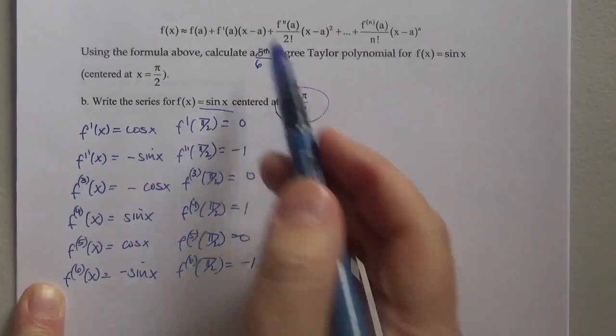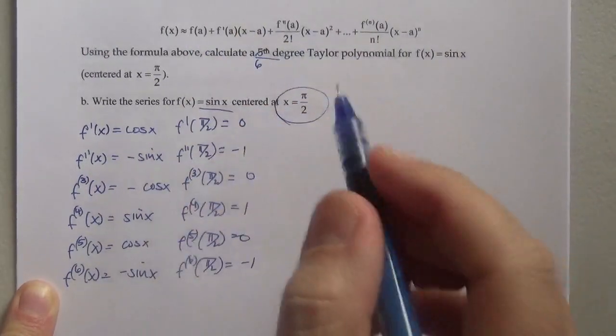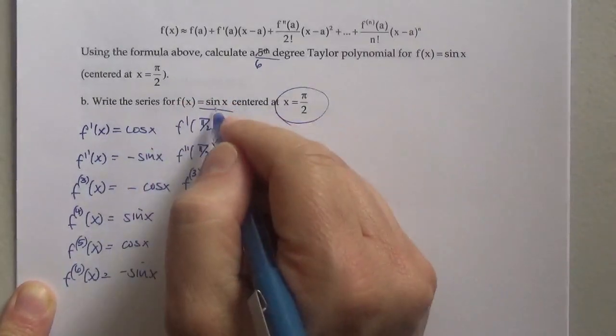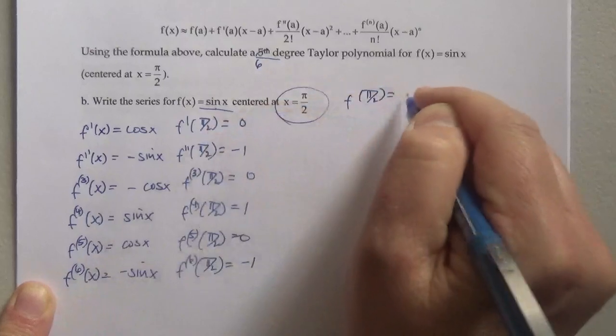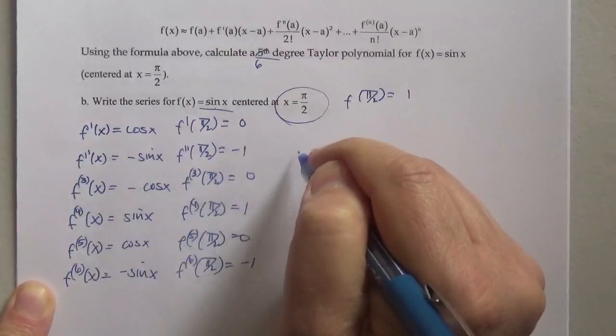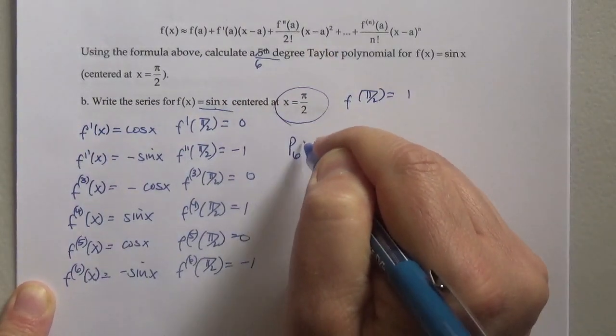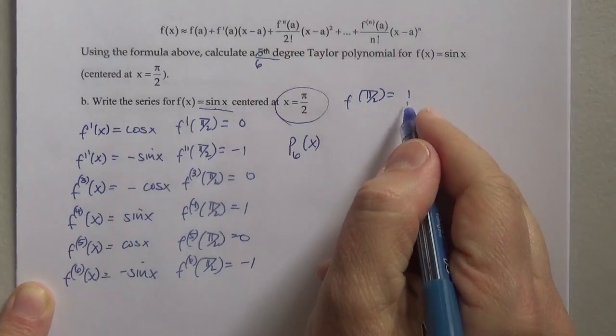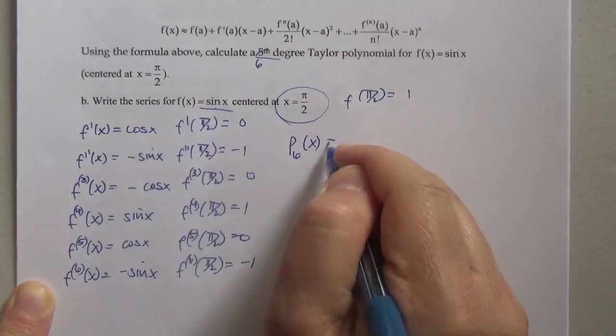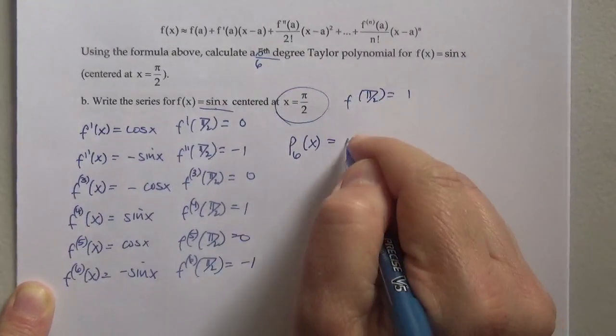So again, we just use this formula up here. I need to know what f of pi over 2 is. The sine of pi over 2 is 1. So I'm going to use p of 6, which just stands for a polynomial of 6th degree. So my first term is just 1. That's just the f of pi over 2, which is 1.